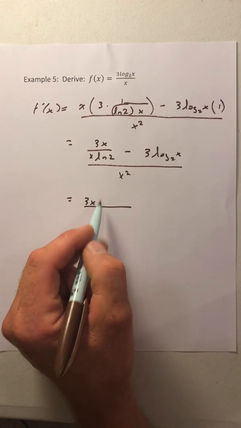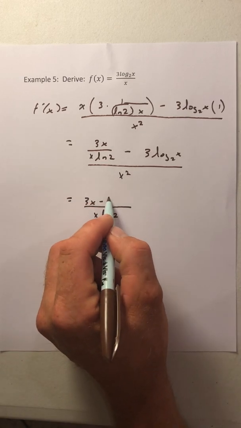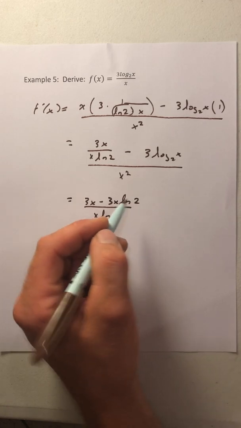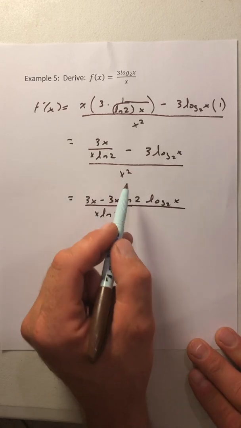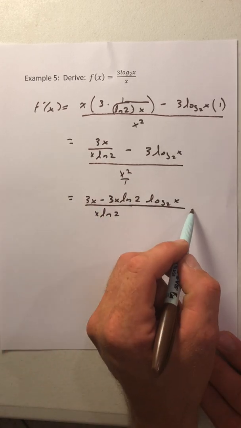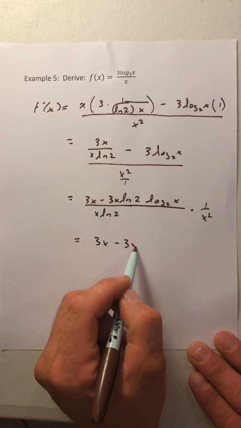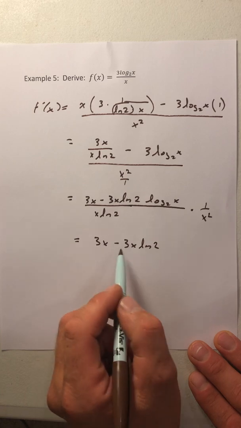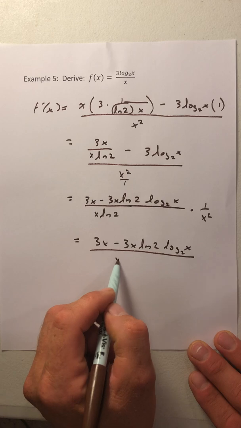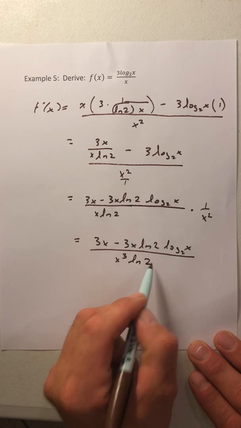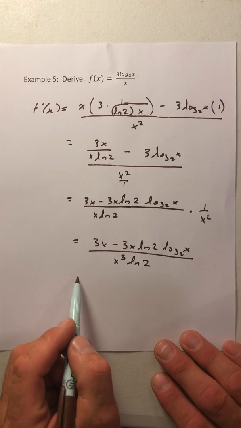3x, the denominator here is going to be x natural log of 2, so we have 3x minus 3x natural log of 2 log base 2 of x. And that's all over x squared over 1, so we can multiply that by 1 over x squared. So nice, clean, if you call it clean, is 3x minus 3x natural log of 2 log base 2 of x over x to the third natural log of 2. Which I suppose then we could actually clean this up a little more, couldn't we?